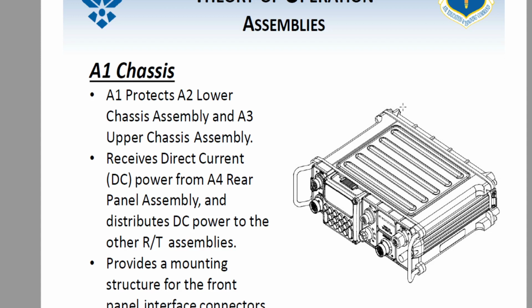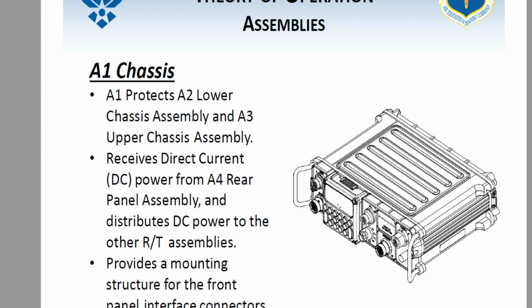All right. So we talked about the A1 chassis. A1 protects the A2 lower chassis assembly and the A3 upper chassis assembly. It receives direct current, or DC, power from the A4 rear panel assembly, and it distributes the DC power to the other RT, receiver transmitter, assemblies. That's what R/T is. It provides a mounting structure for the front panel interface and connectors in the A5 KDU.